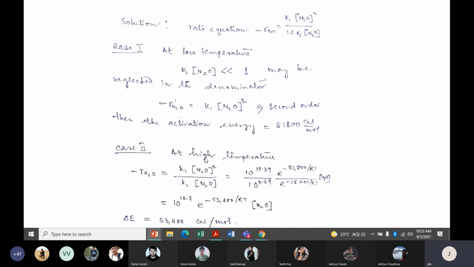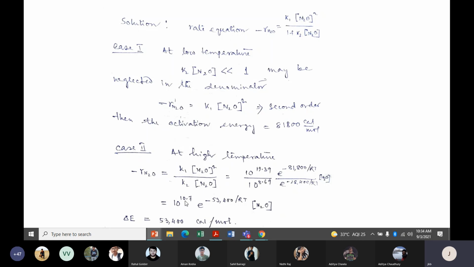So case 2, conversely, at higher temperature, this will be very large. We cannot neglect it, while k1 we can neglect. So this will be first order kinetics, and for k2 we are getting another activation energy. So at high temperature we get k1 k2 [N2O]^2 by k2 [N2]. Substitute this k1 k2 in terms of the Arrhenius expression, and one N2O term will be there.